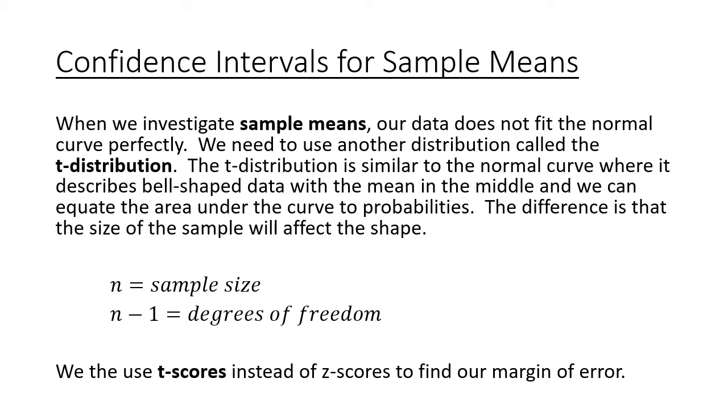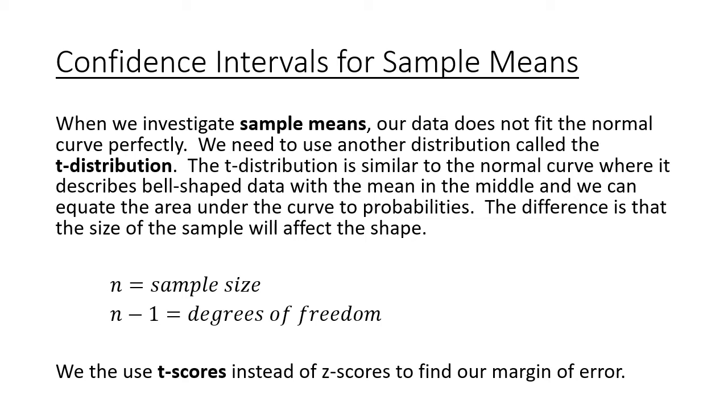So the examples we've done so far are for our sample proportions. If my data is in terms of sample means, meaning that I'm given quantitative data, meaning that the data I'm collecting is actually now numerical, I'm collecting numbers, my sample means are not going to fit the normal curve perfectly, so I can't use my normal distribution. I need to use what's called the t-distribution.